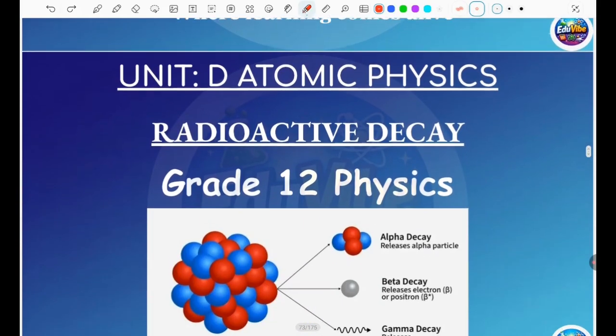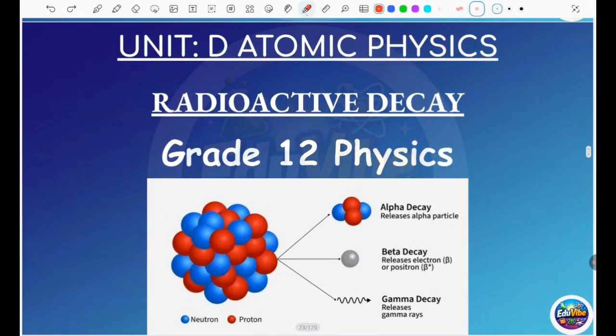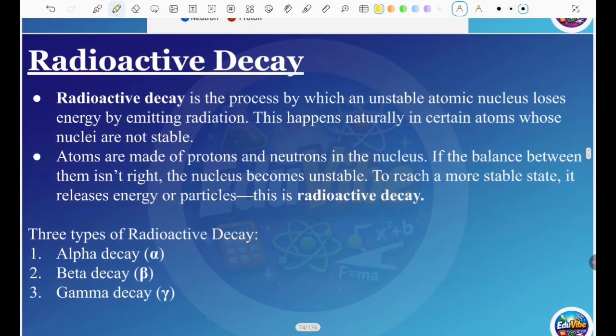In today's lesson, we are doing the next topic of atomic physics, which is radioactive decay. We're doing all the theory part of radioactive decay today, and we're doing some types of this in the next lesson. And yeah, let's start with the theory part first.